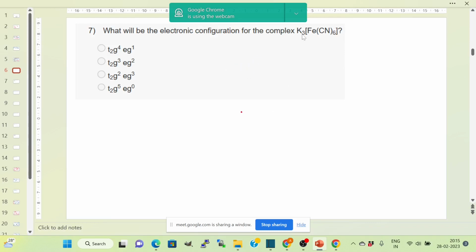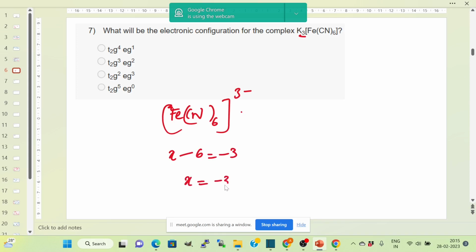Okay. So K3[Fe(CN)6] is given. So the overall charge on the complex is [Fe(CN)6]3-. If we find out the oxidation state of Fe here, x minus 6 is equal to minus 3. So x is equal to minus 3 plus 6, which is plus 3. So Fe is in 3 plus state and the ligand is CN. So anyways, this is a strong field ligand. Even if Fe was in 2 plus state, this will be a strong field ligand. Definitely pairing will happen. And this is an octahedral environment. So definitely it's t2g eg configuration.